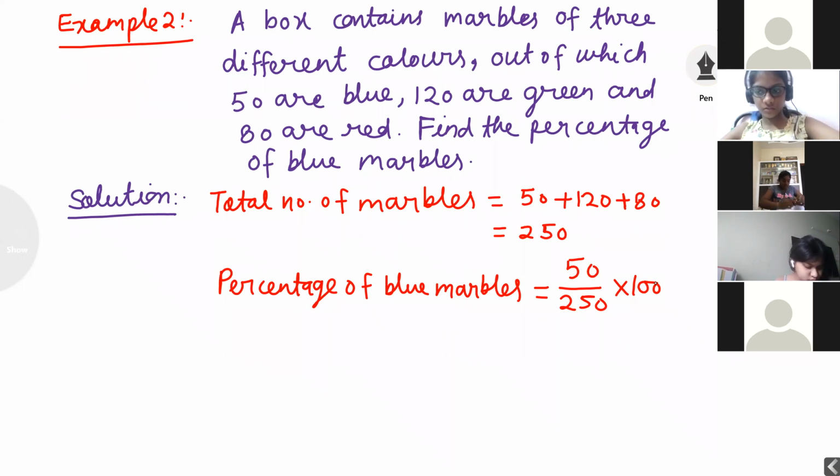Now we want to do simplification. 0 and 0 cancel. 5 1s are 5, 5 5s are 25. 100 by 5 is equal to 20%. Hence, 20% blue marbles are there in the box.